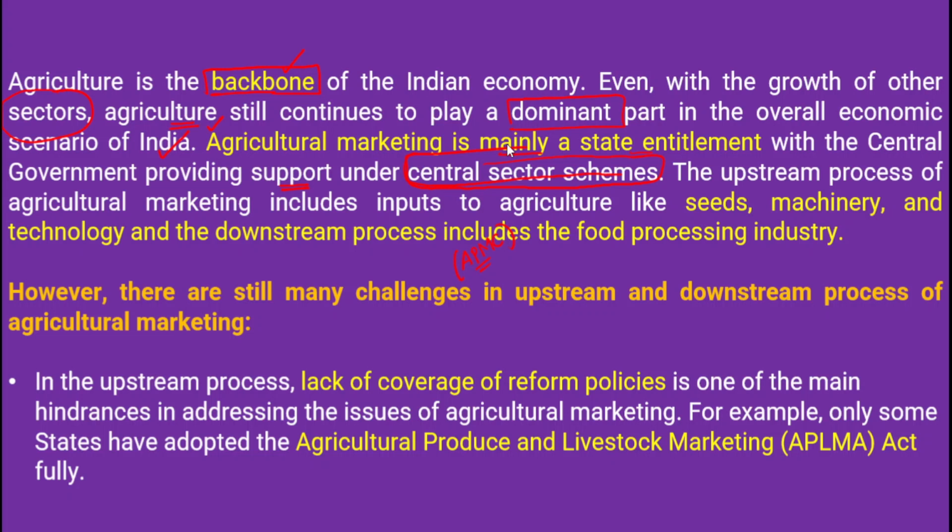So in this context, the upstream processes of agriculture marketing generally involve seeds, machinery, and technology, and the downstream processes include the food processing industry. Both the center and the states have been guiding the upstream and downstream linkages in the food processing industry or the overall agriculture sector. Now understand that a robust agriculture sector, better productivity, and farmers being able to realize better prices for their produce is actually the essence of the agriculture sector.